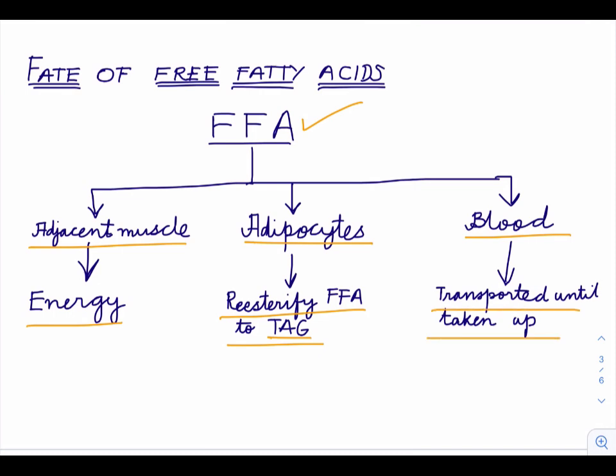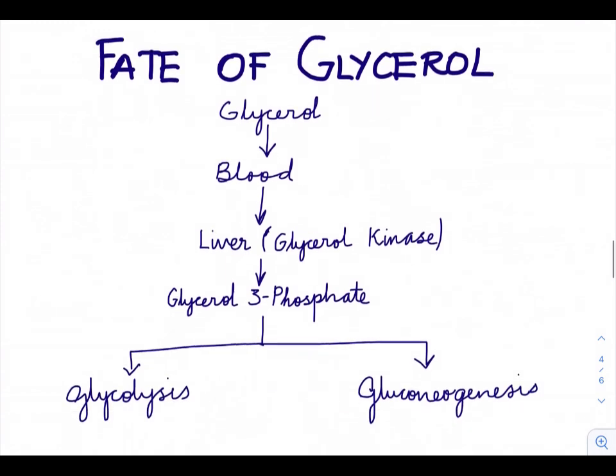Next, we will talk about the fate of glycerol. Glycerol that is released from triacylglycerols is taken up from the blood and phosphorylated by hepatic glycerol kinase to produce glycerol 3-phosphate, which can enter either glycolysis or gluconeogenesis.